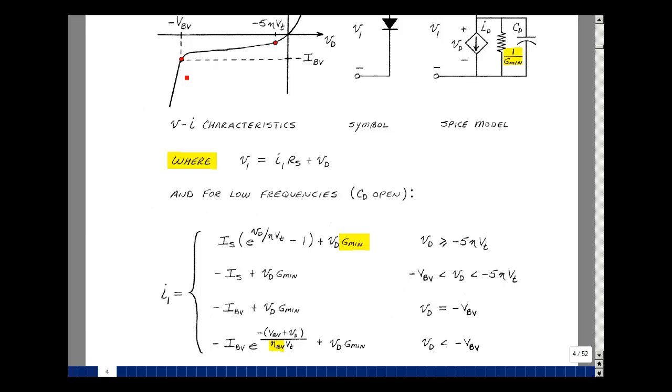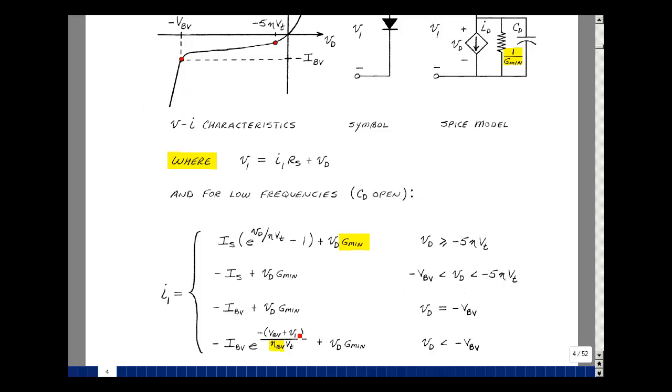And then when you get in this region over here, we have another Shockley type equation where we've got a new value for I sub S, which is minus I sub BV, and then e raised to the quantity V sub BV plus V sub D with a minus sign over eta BV times V sub T. We have a different value of eta when we're operating over here. This is usually a steeper curve compared to the curve that's in the first quadrant.